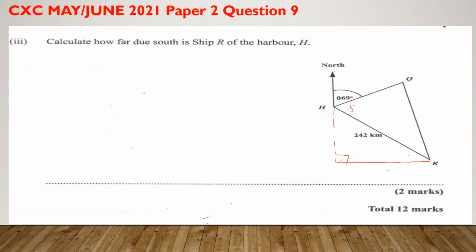We know here is 82. So we need to find here. So that'll be 180, as it is on a straight line, minus 69 plus 82. The 69 plus 82, subtract from 180, that's going to give us 29 degrees. So here is 29 degrees. And we're asked to find the distance. So we know HR is 242 kilometers.